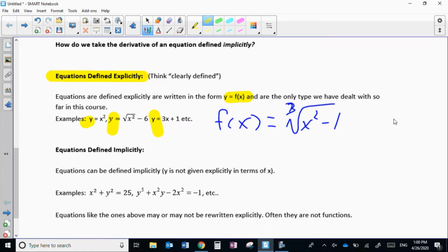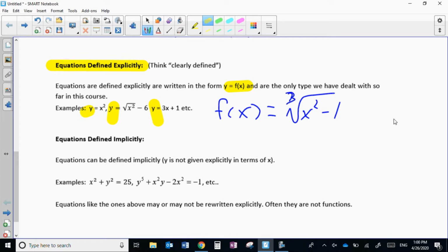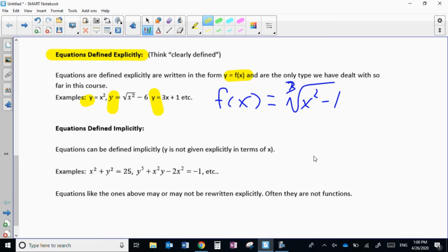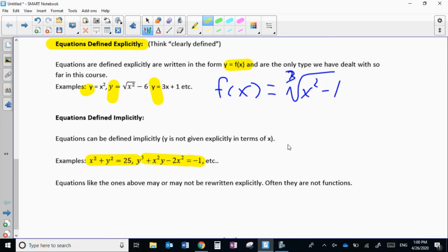As opposed to implicit equations, where y is not given explicitly in terms of x. For example, the circle's equation, x squared plus y squared equals 25. Or y to the power of 5 plus x squared y minus 2x squared equals -1. That's another implicit equation. There's no y equals. Equations like those may or may not be written explicitly, and often they're not functions. A circle is not a function.